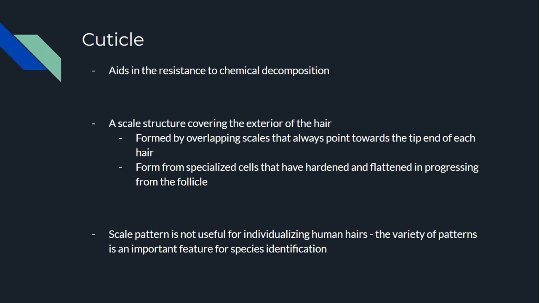It's formed from specialized cells that have hardened and flattened in the process of leaving the follicle itself. The scale pattern is not totally useful for individualizing human hairs, but it can help us determine a species of hair. Each species has a different individualizing or unique characteristic and pattern that helps you identify that hair as being from a specific species or not.